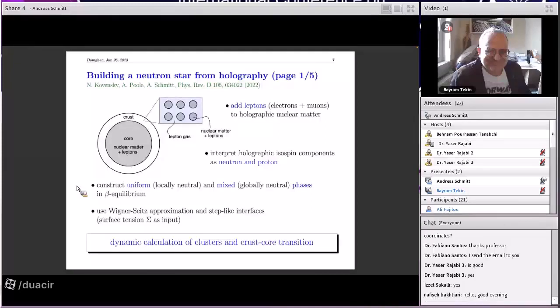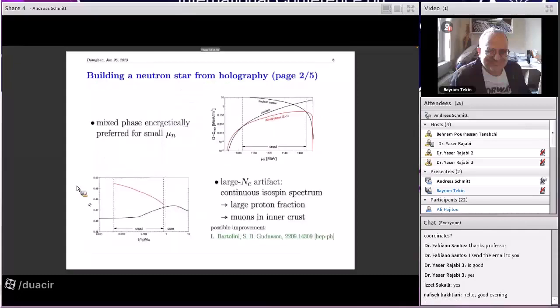But once I fix all of this, the structure I'm showing there, these bubbles, that's all calculated dynamically. So the size of the bubbles and the density inside, that's all dynamical. And in particular, the crust-core transition is also dynamical, because I will compare free energies and check at which radius these phases win energetically. So before we get to the stars themselves, here are the purely holographic results.